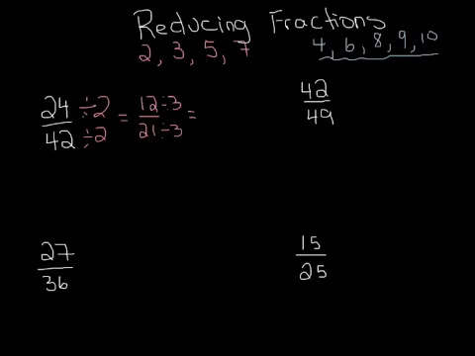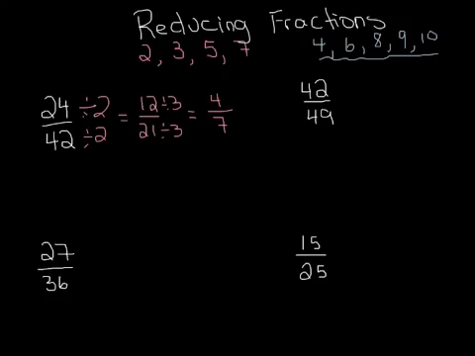12 divided by 3 is going to equal 4. And 21 divided by 3 will equal 7. So I know I'm in lowest terms because if I were to try dividing again, I can't divide either of them by 2. I can't divide either of them by 3. And I don't even need to try anything higher because my highest number is 4. So I should never try dividing by anything higher than 4.